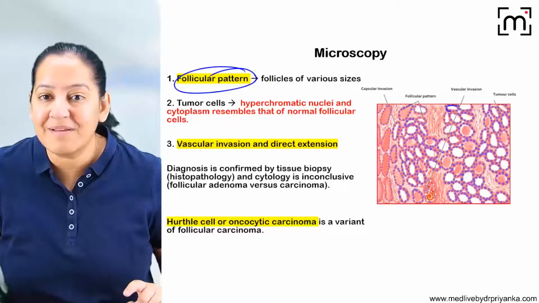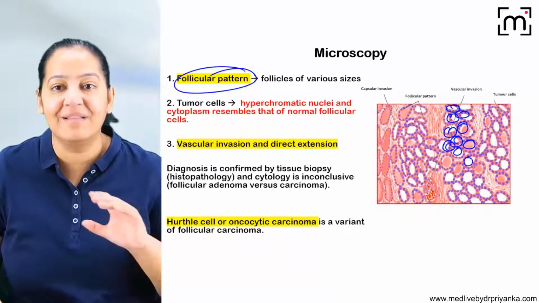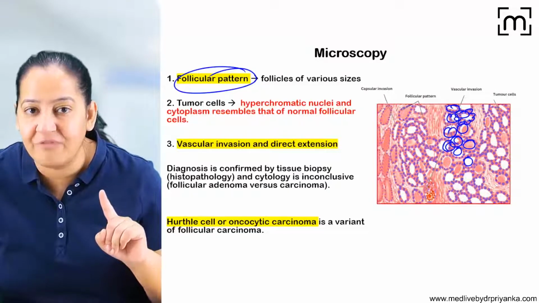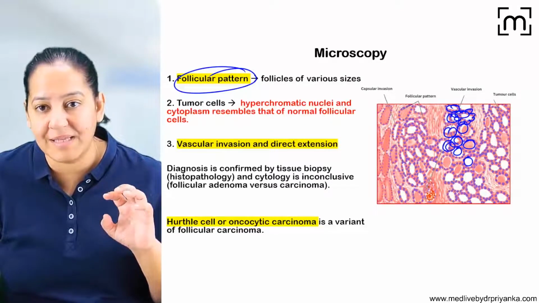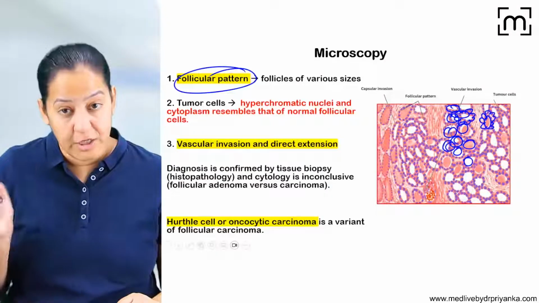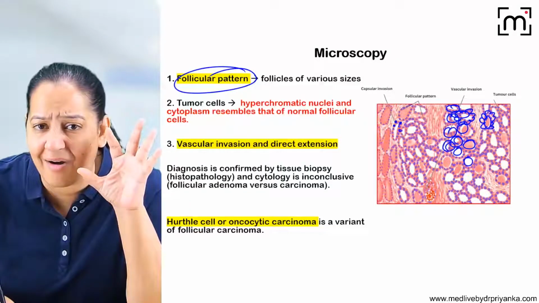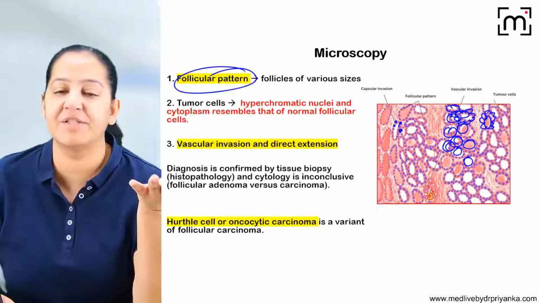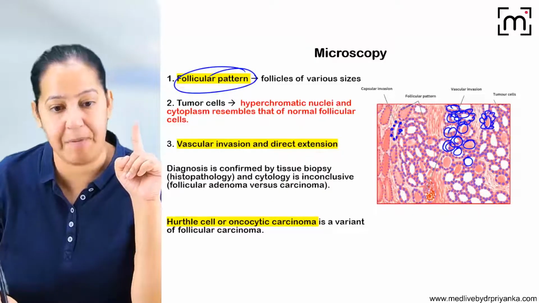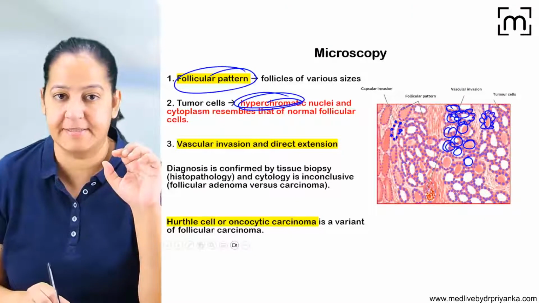What you can see, all the tumor cells are arranged in small follicular patterns. These all are tumor cells, and small cuboidal cells are lining the follicles. So this is a follicle, lined by the tumor cells, the cuboidal cells. Now the nucleus of these cells is hyperchromatic. If you zoom and see, the nucleus is very dark. In contrast to papillary carcinoma, where the nucleus was optically clear, here the nucleus is hyperchromatic.